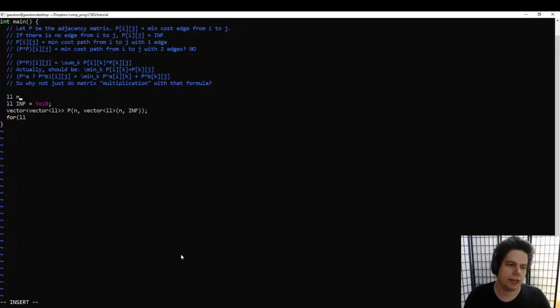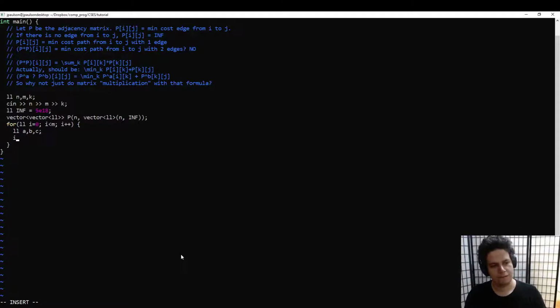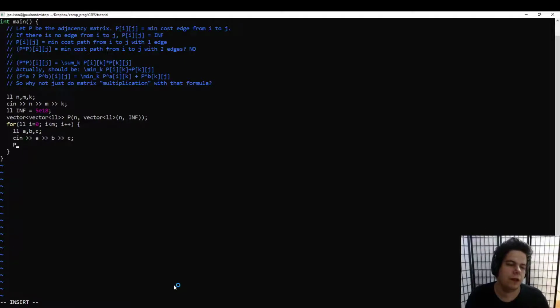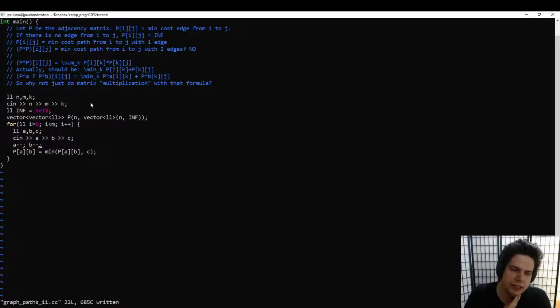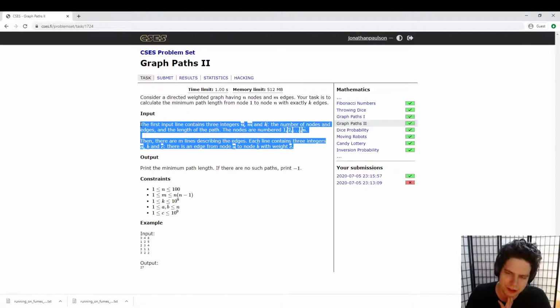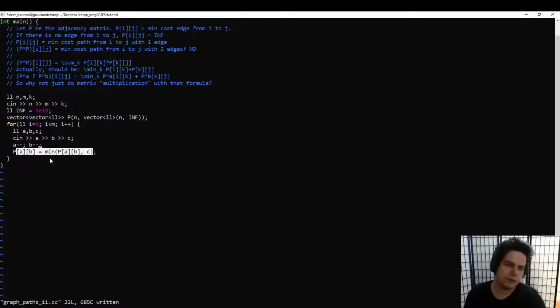Okay, so we had n and k. We read those in, and now we can read in the actual edges, which I assume is going to be start, end, and cost. P[A][B] equals min(P[A][B], C), and A and B are one indexed. And again, we're just going to take into account that there could be multiple edges from A to B. I'm not sure if there are in their input or not. They're not very clear about it. They should be, but it's fine. We can just deal with it.